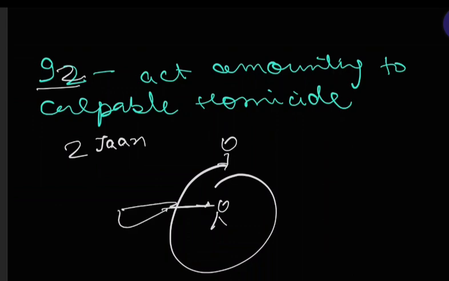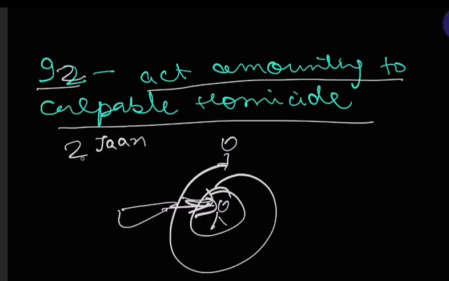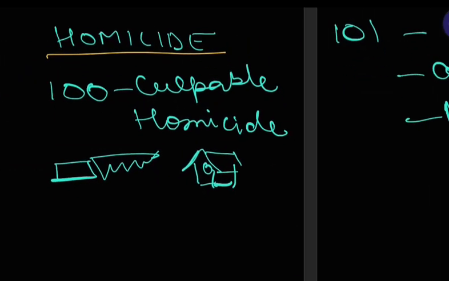If someone murders the fetus by repeatedly stabbing the woman or doing something like that, then that will be an act amounting to culpable homicide. In this, from 2 you can remember 92, and in this case if the fetus dies then 92 BNS will be followed. Next let's come to homicide.